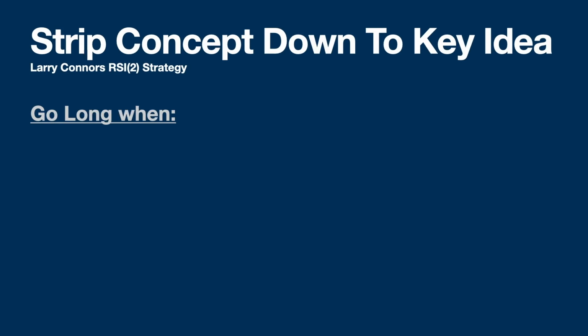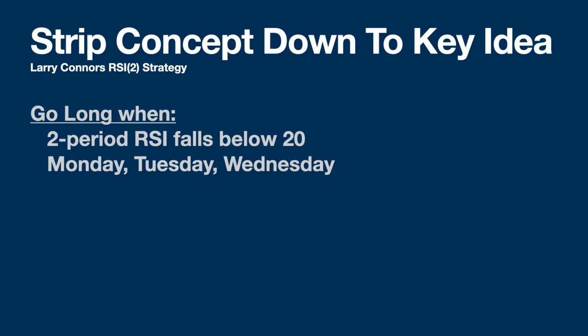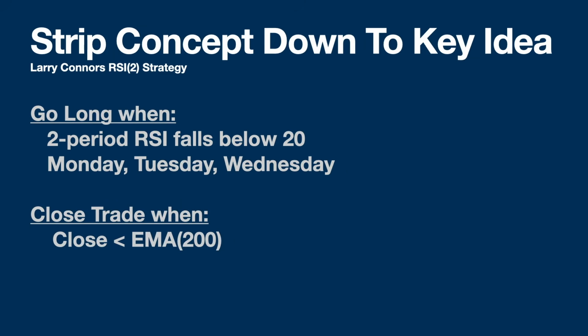All right, here are the new rules we came up with. Of course, the 2-period RSI must be below 20. We always include that. That's really our key idea. But we data mined that Monday, Tuesday, and Wednesday appear to be very strong days of the week we take this. If it's Thursday or Friday, we don't open a new trade. And then for closing the trade, we're going to close when the close is below the 200 bar exponential moving average. And our stop loss is quite simply a 2-period ATR. You could see how quickly we're able to build and test this with Build Alpha.